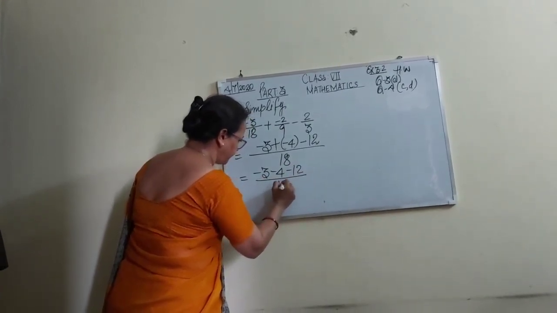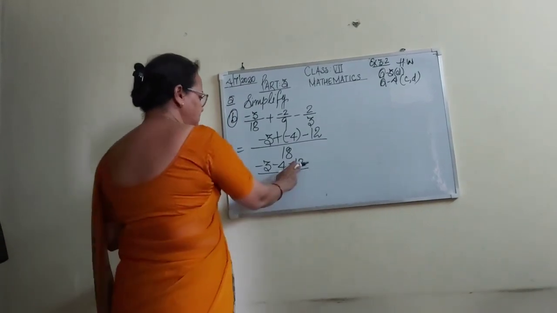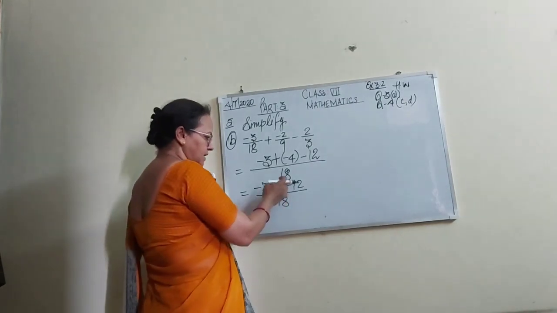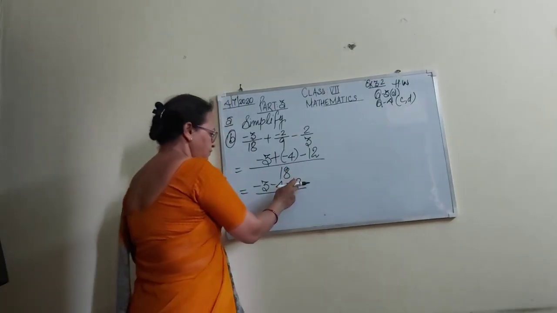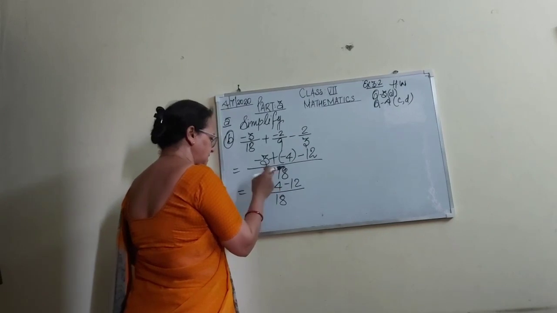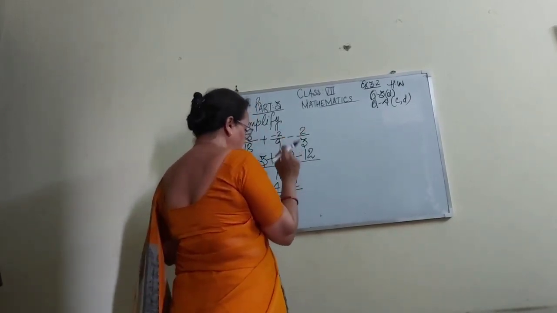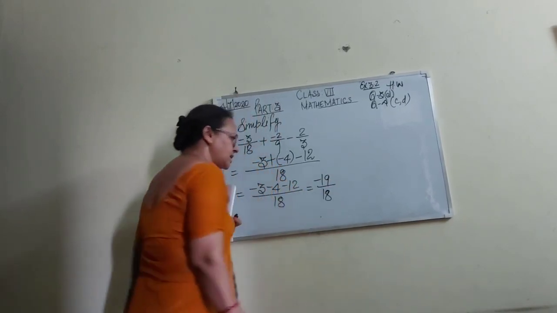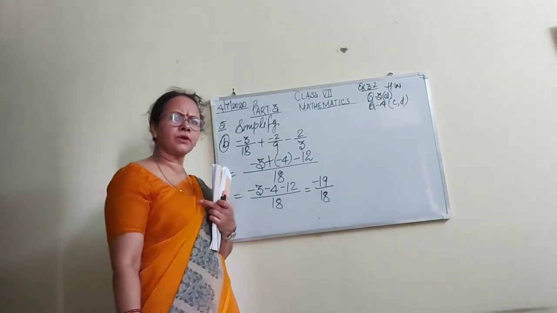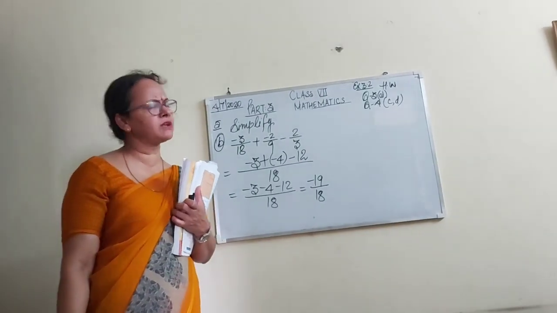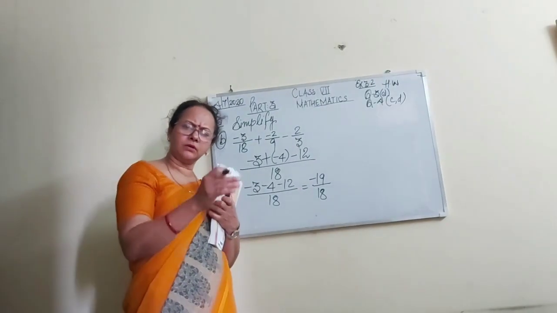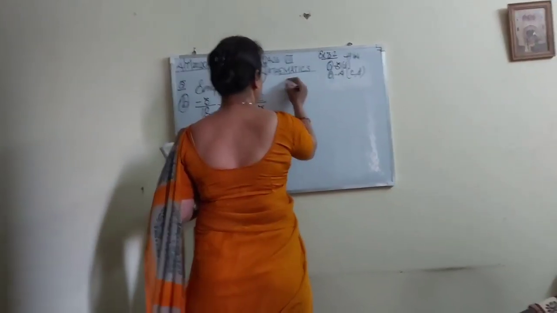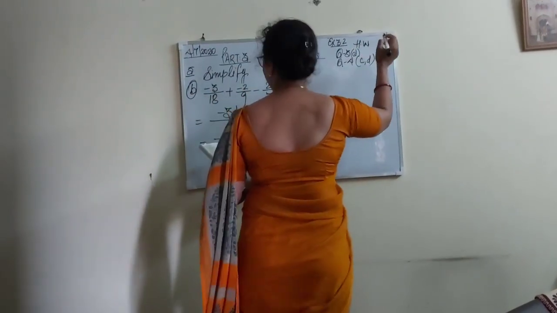So what will it be? Minus 12, minus 4, minus 16, because all the minuses are there and they will be added with each other. 12, 4, 16, 16 and 9... 16 and 3, 19. That will be minus 19 by 18. That's right. No need to write negative numbers in the mixed fraction. If you are writing, there is no problem. But if you don't want to write, there is also no problem. C part is homework. Question number 5, C part.